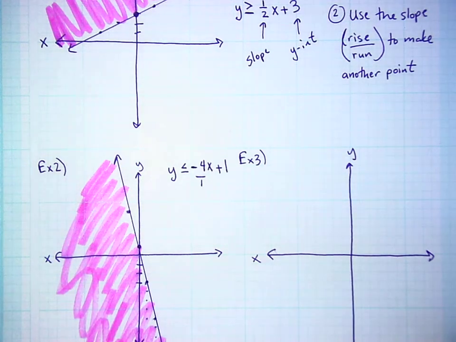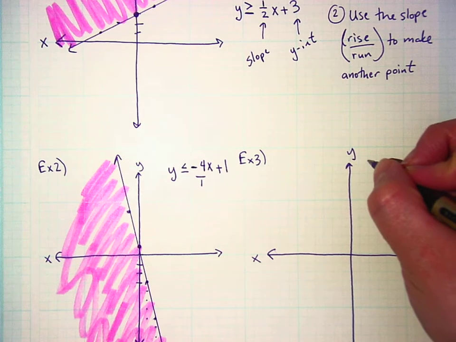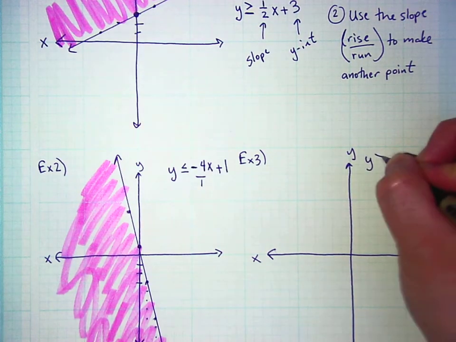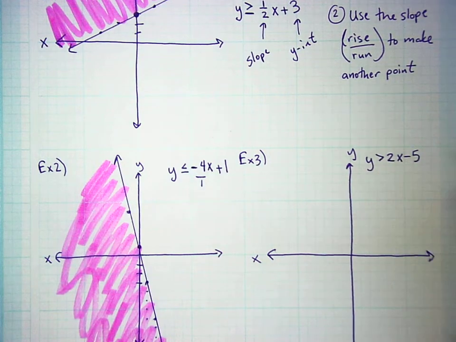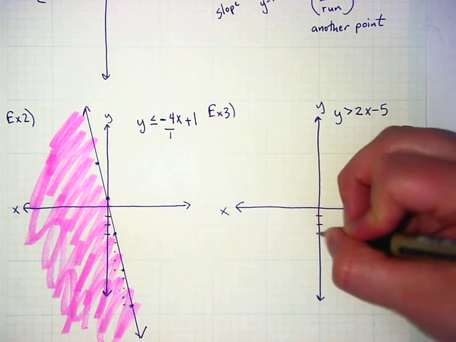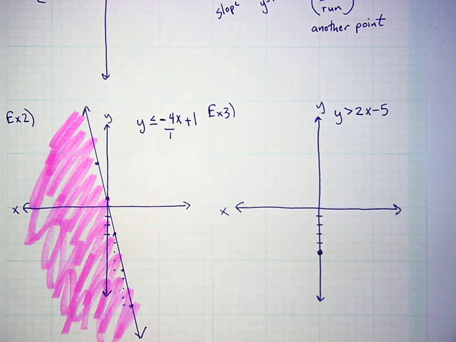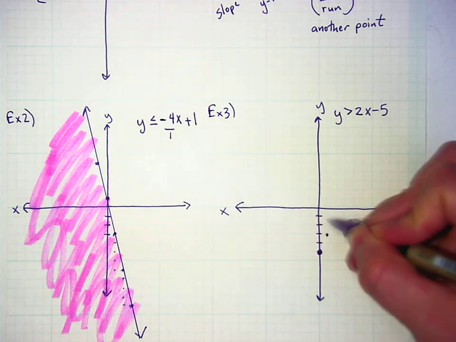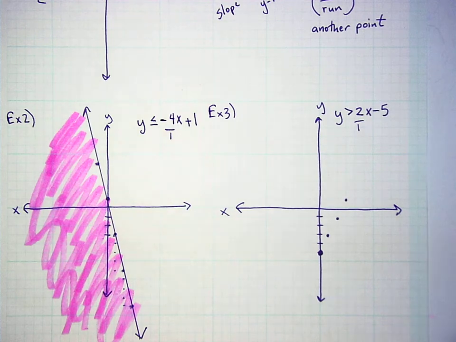All right, now, here's one more problem we're going to do before the bell. Y is greater than 2x minus 5. Tell me, what's the y-intercept? Down 5. 1, 2, 3, 4, 5. Put a dot. Up 2 over 1, up 2 over 1, up 2 over 1. You can make it a little fraction if you want to. Do not make the line yet.